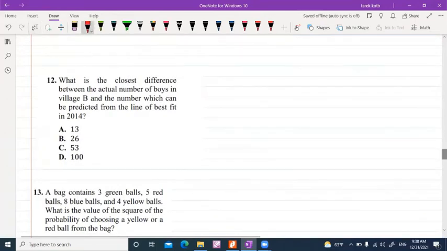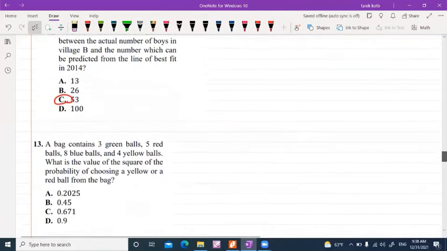Again, what's the closest difference between the actual number of boys in village B and the number which can be predicted from the line of best fit? Actual means the separate point, and the predicted means the line of best fit.